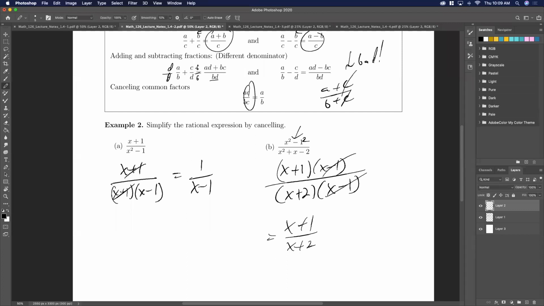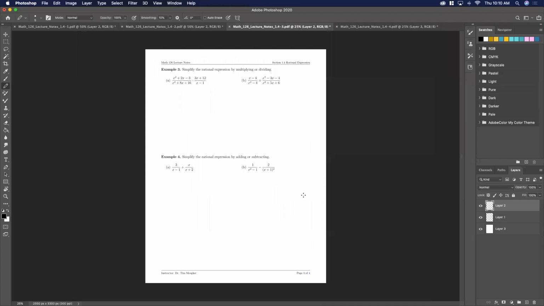And so that's just ways of simplifying rational expressions. Here you just factor these into their terms, and then you cancel what's the same. All right.